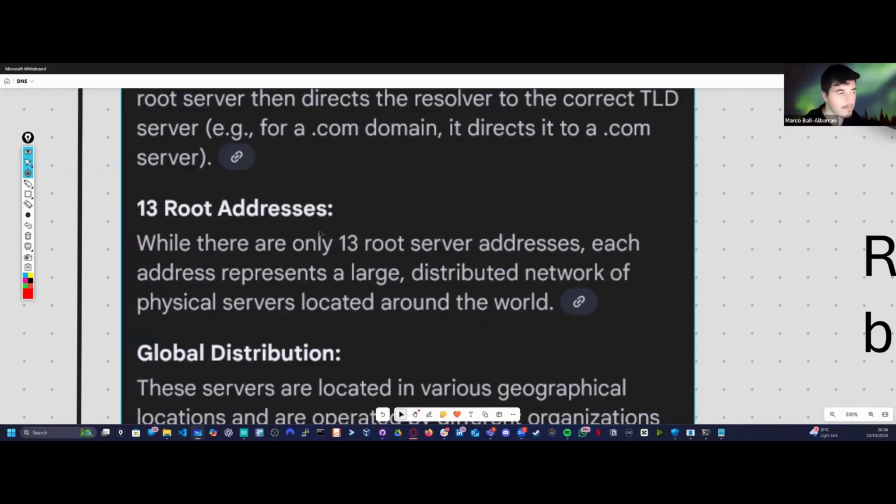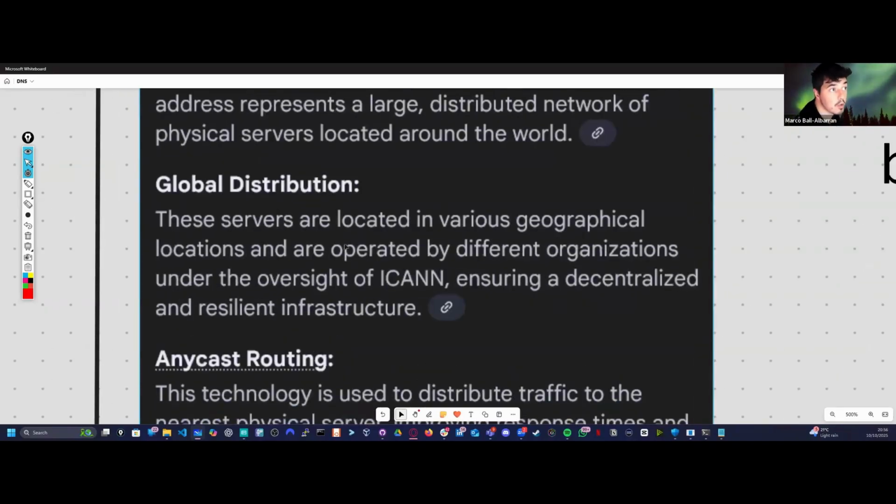It's like those rings that were forged out of Mordor. The 6 for men, no, 9 for men, 6 for elves, I forget. Anyway, the IP addresses around the world are distributed geographically, a distributed network of physical servers located around the world, obviously to not cause a single point of failure, and that's managed by various geographical locations operated by different organizations under the oversight of ICANN.